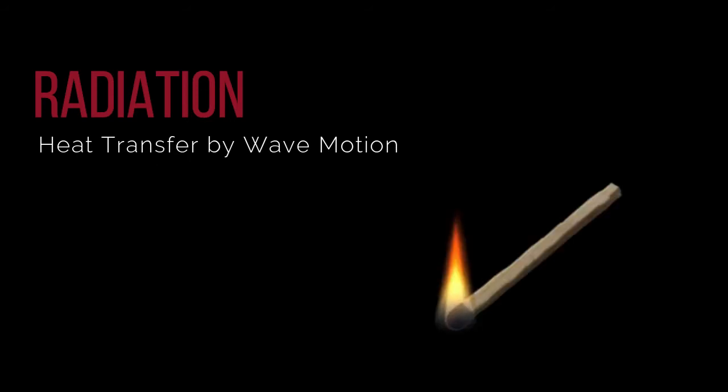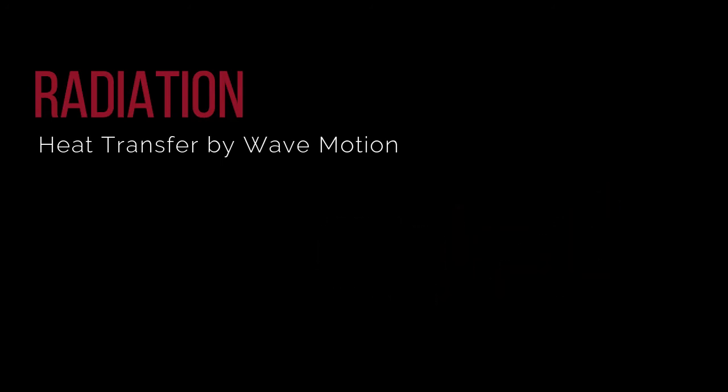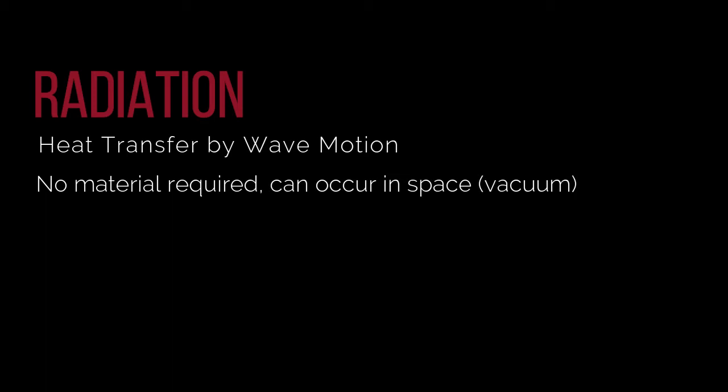Finally, let's think about radiation. Radiation is heat transfer by wave motion. Okay, let's pull up that flame one more time. As in the previous explanation, heat is going to rise because of convection, but it is also going to travel outwards in the form of electromagnetic waves. Radiation is interesting because it doesn't need material to travel, so this can occur in open empty space.